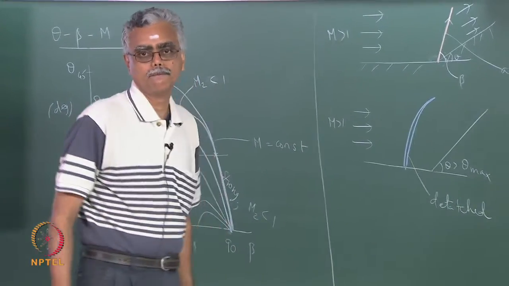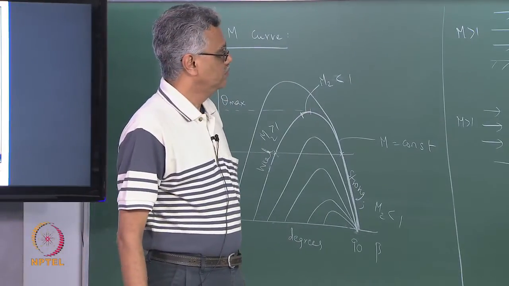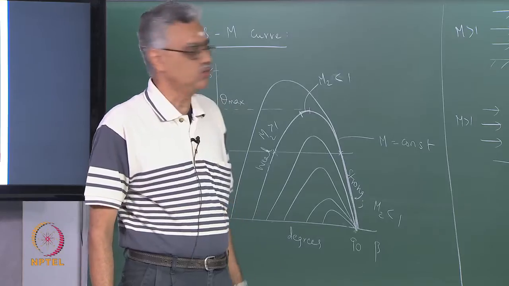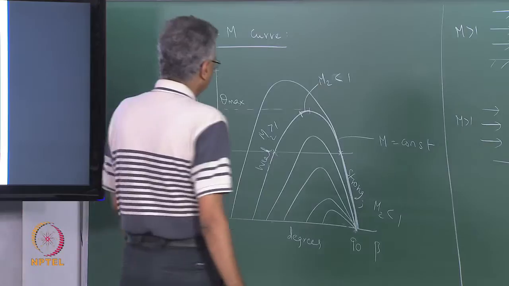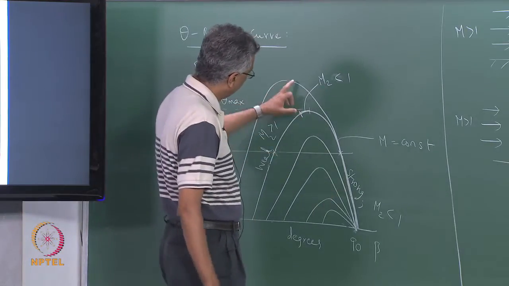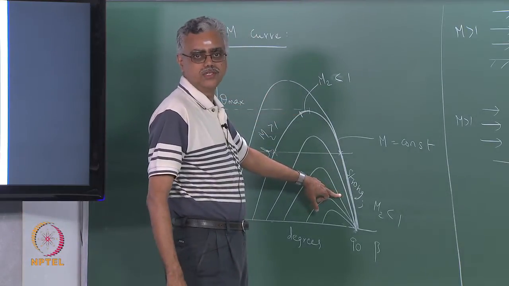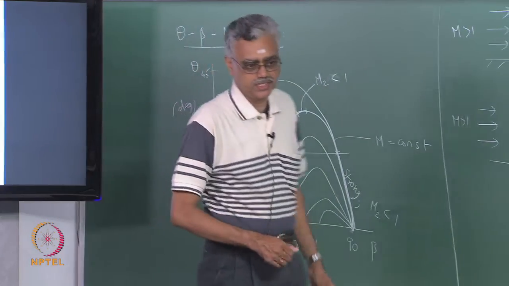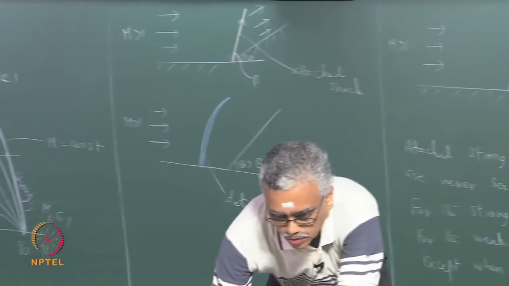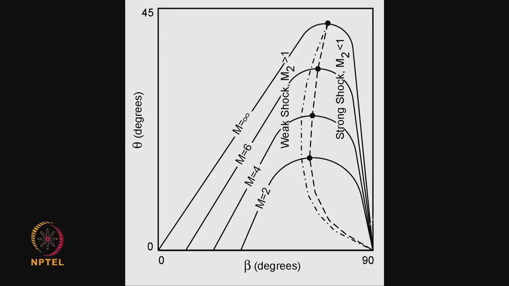Is a very strong oblique shock possible? A very strong oblique shock is a normal shock. So, normally you will not see a very strong oblique shock. You must keep in mind that this portion of the curve is very steep. The strong shock portion of the curve is very steep, as you can see from this diagram also. The strong shock portion is very, very steep.